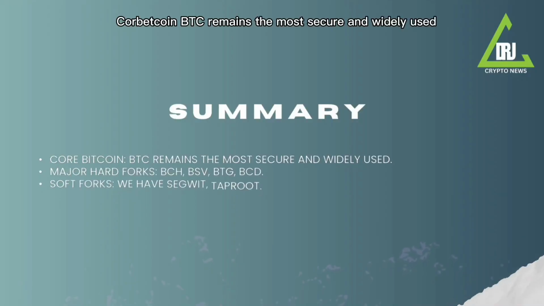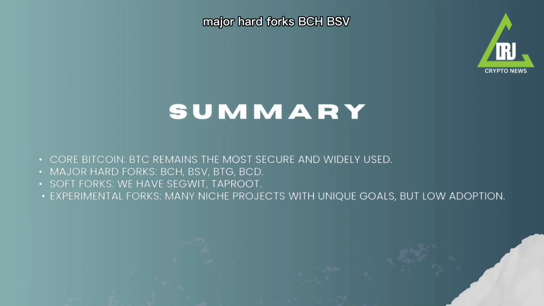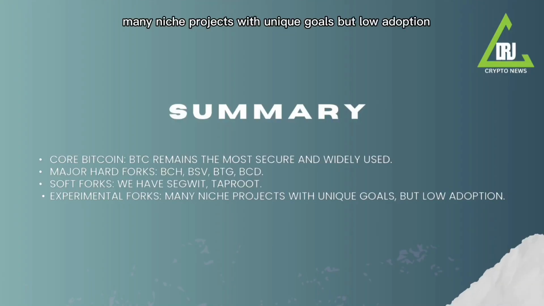Core Bitcoin, BTC, remains the most secure and widely used. Major hard forks: BCH, BSV, BTG, BCD. Soft forks: we have SegWit, Taproot. Experimental forks: many niche projects with unique goals, but low adoption.